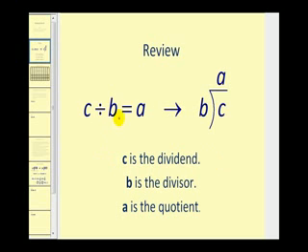If we have C divided by B equals A in this form, or long division form, C is our dividend, B is the divisor, and A is the quotient.